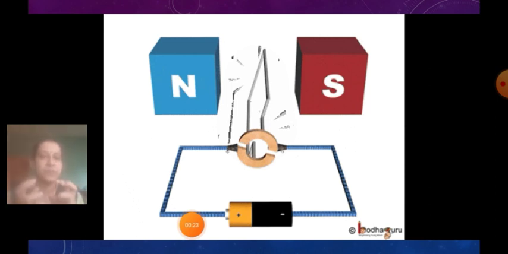Based on this principle of electromagnetic induction only, we have our generator constructed. So for the working and construction of the generator, first we need to learn about electromagnetic induction. So let's begin now with electromagnetic induction.